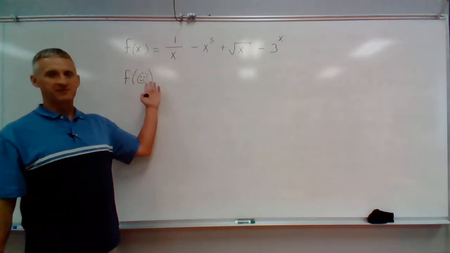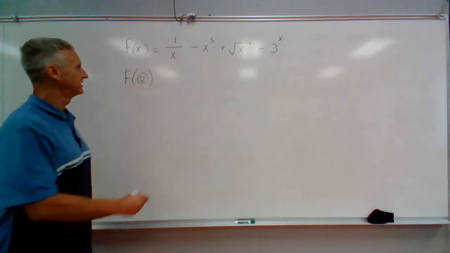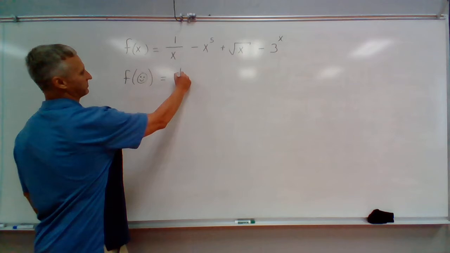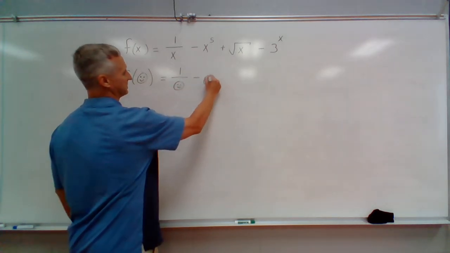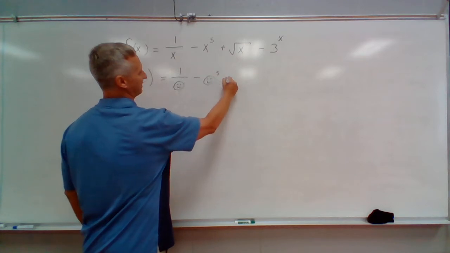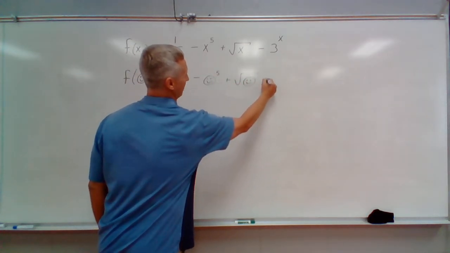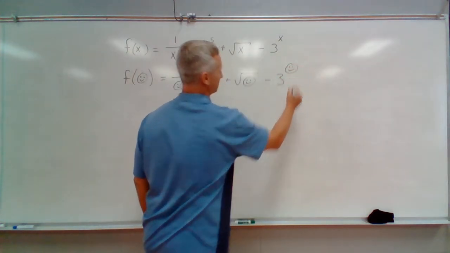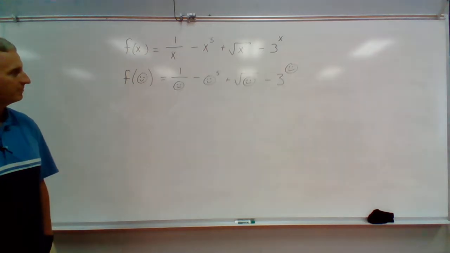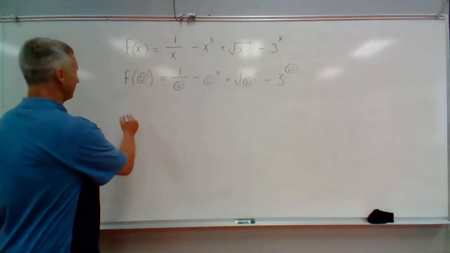Okay, so if I say f of something, we take whatever that something is and plug it into the function. So this would be 1 over smiley minus smiley to the 5th plus the square root of smiley, minus 3 raised to the smiley power. Okay, so that was simple enough.